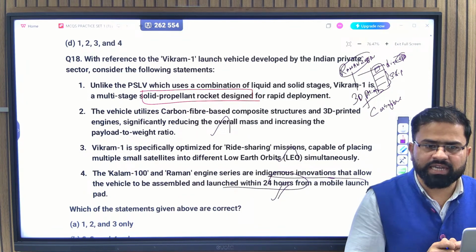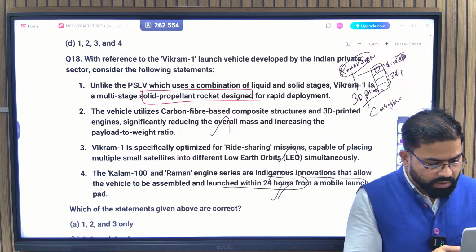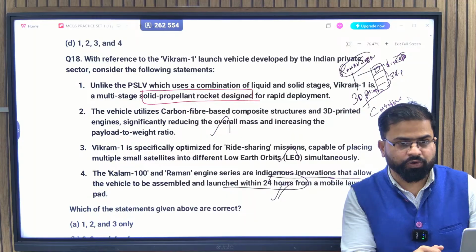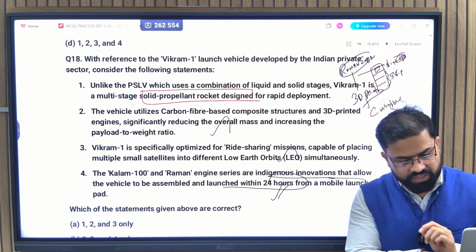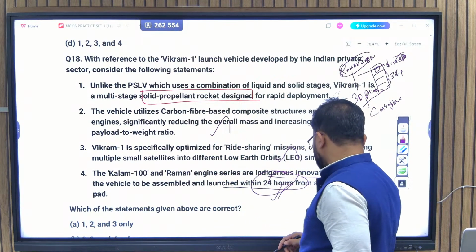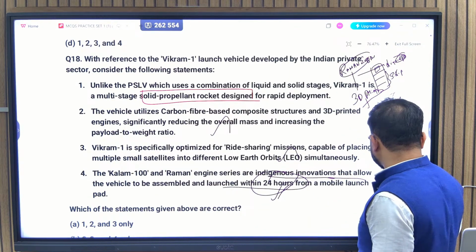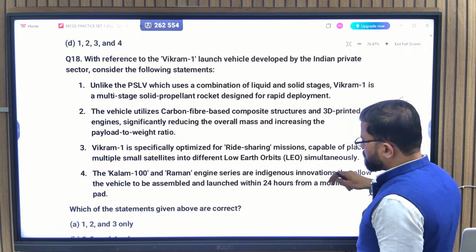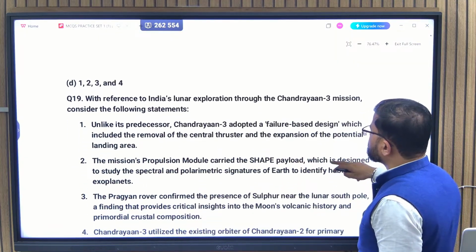So when you talk about the 3D printed engine, 3D printed objects can be developed very fast. We just have to develop the structure with the help of AutoCAD, and finally give the command to the 3D printing machine, and the engine will be developed. And because of this, the statement says it can be launched within 24 hours from the mobile launcher. Okay. This statement is also correct. So the answer will be what? 1 2 3 4. Okay.